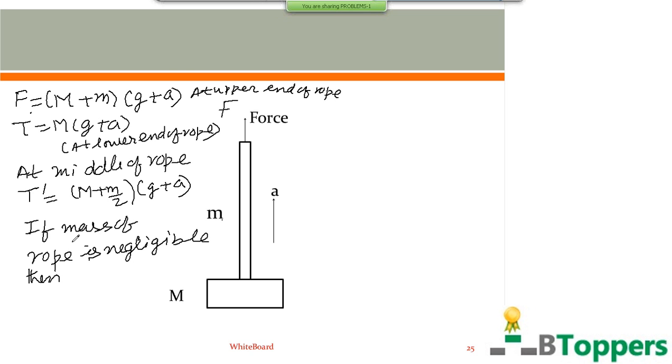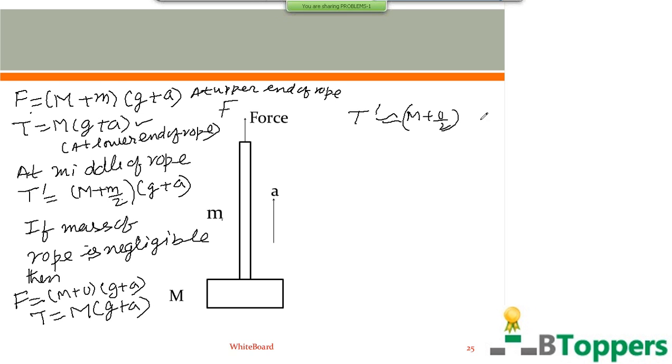So if you neglect small m in the first equation, or put small m equal to 0, then the force can be written as (capital M plus 0) into (g plus a). And there will be no change in the value of tension at the lower end of the rope. You get the same result even if the mass of the rope is neglected: capital M into (g plus a). If you neglect small m in the last equation, you get the magnitude of tension T dash at the middle of the rope as (capital M plus 0) by 2 into (g plus a).